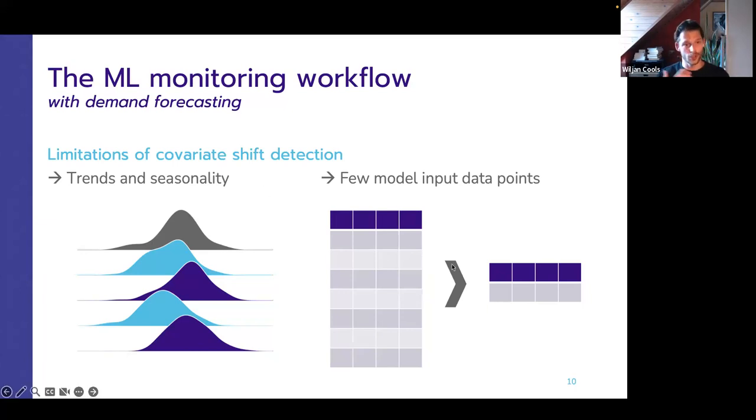Then there's another point which makes covariate shift detection not very relevant for demand forecasting. And that's that with demand forecasting, we usually aggregate lots of data. And when we aggregate lots of data, we lose data points and information. That means that typically we just make predictions for a few products or for a few categories, and then it doesn't really have statistical relevance if you look at a product level and the inputs related to that product that go into the model. If you want to compare it with last time, you might not be able to actually construct a distribution.